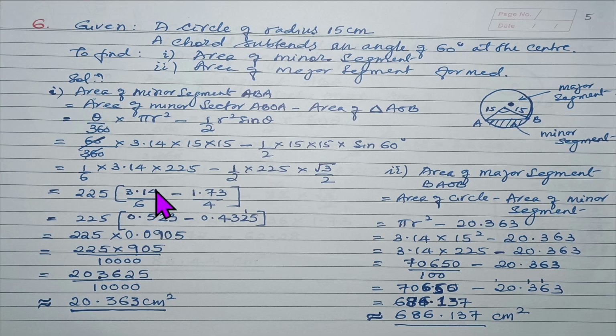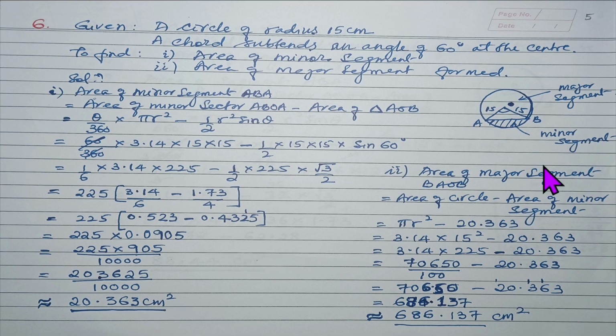Now if you see, 225 is common, so I have taken 225 outside: 3.14 divided by 6 minus 1.73 divided by 4, with root 3 taken as 1.73. Simplifying, 3.14 divided by 6 is 0.523, and 1.73 divided by 4 is 0.4325. Subtracting them we get 0.0905, and multiplying we get the answer as 20.363 centimeters square. So that is the approximate answer for the area of the minor segment.